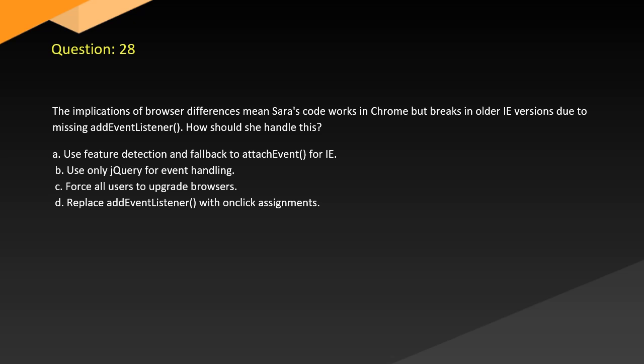Question 28. The implications of browser differences mean Sarah's code works in Chrome but breaks in older IE versions due to missing addEventListener. How should she handle this? A. Use feature detection and fallback to attachEvent for IE. B. Use only jQuery for event handling. C. Force all users to upgrade browsers. D. Replace addEventListener with onclick assignments.